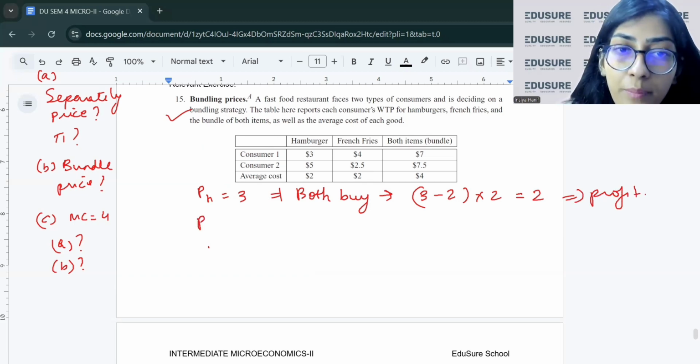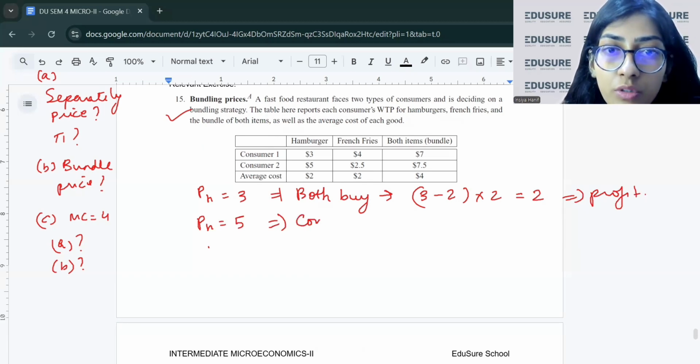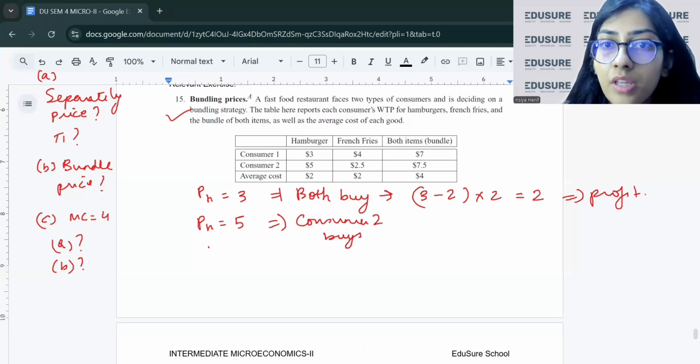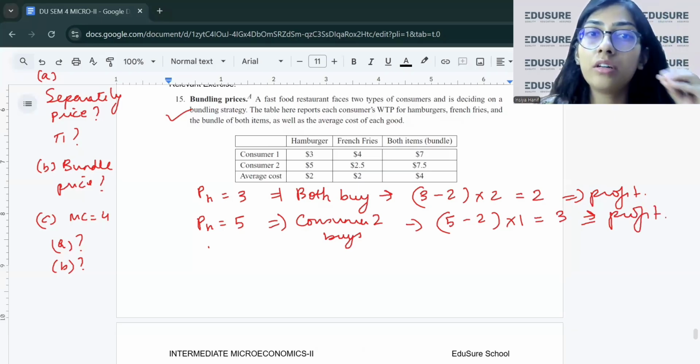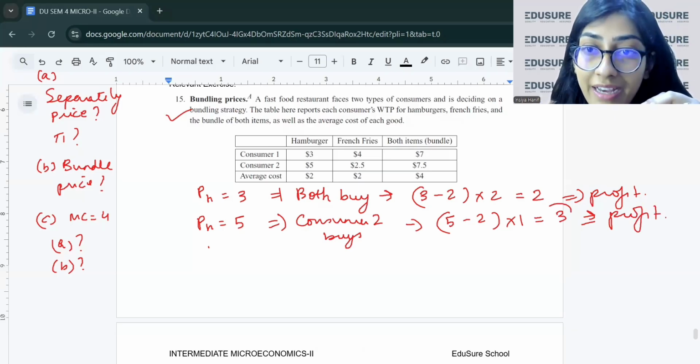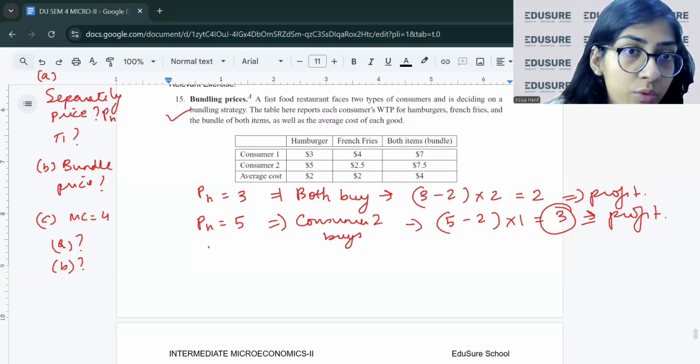Okay, if PH is equal to 5, only consumer 2 is buying, right? So only consumer 2 buys. So what will the profit be? (5 minus 2) into 1, which is equal to 3, right? And this is the profit. So the owner is getting a higher profit when PH is equal to 5. So here PH is supposed to be equal to 5.